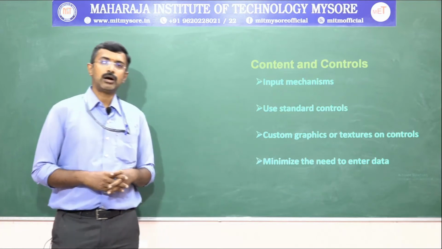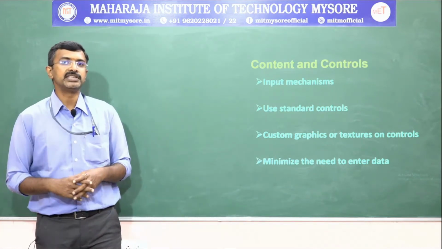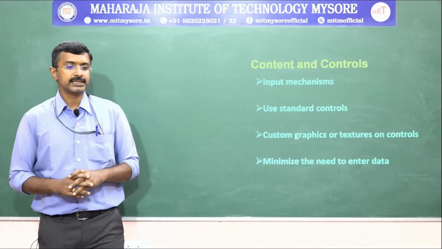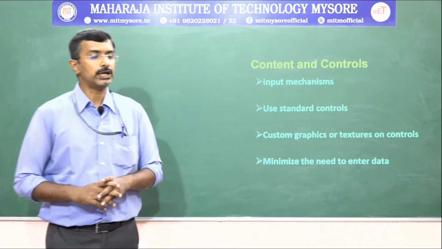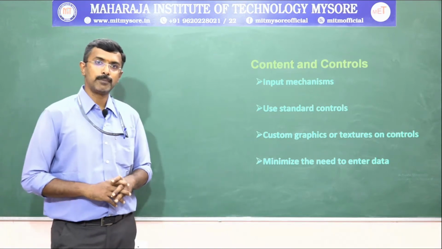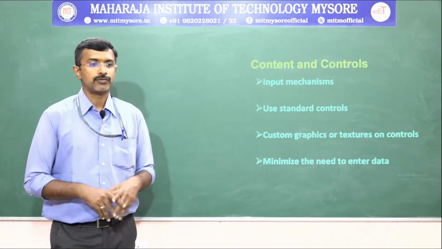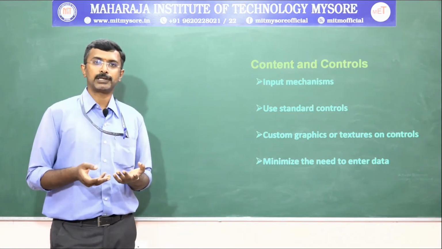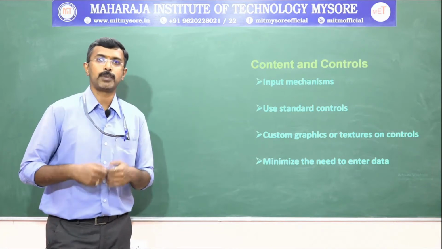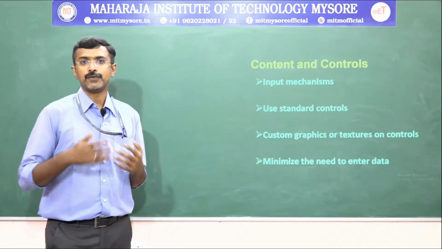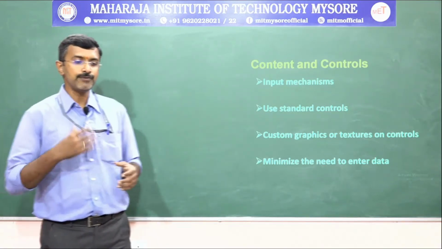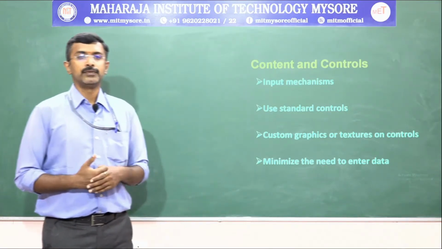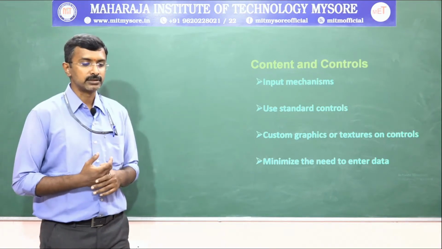The next aspects which we will look into in the design are content and controls. What all the contents are, and how do we control them? There are many different input mechanisms. If you want to give an input to a mobile application, it could be text, it could be voice. There are different ways we can give it, or through gestures. We can communicate the inputs in different ways.